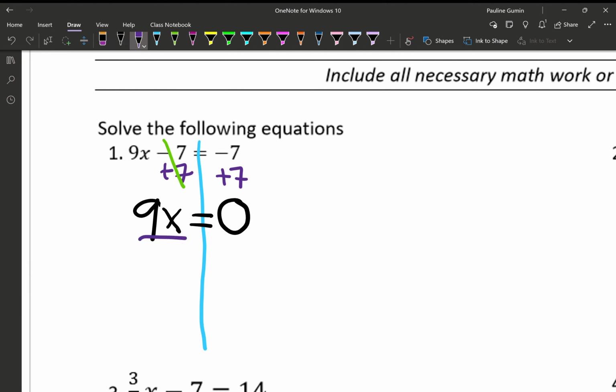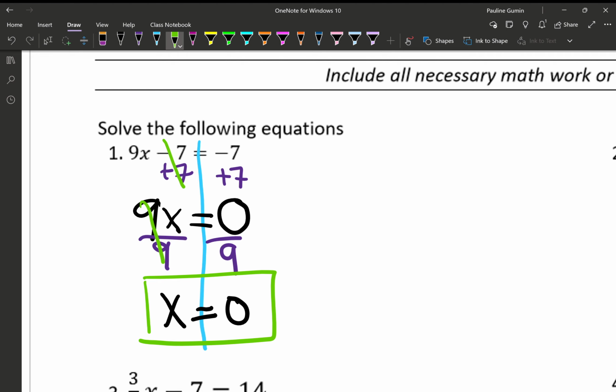For my last step, I'm going to divide both sides by 9 because 9x is 9 times x, and we undo multiplication with division. On the right side, 0 divided by 9 is 0.